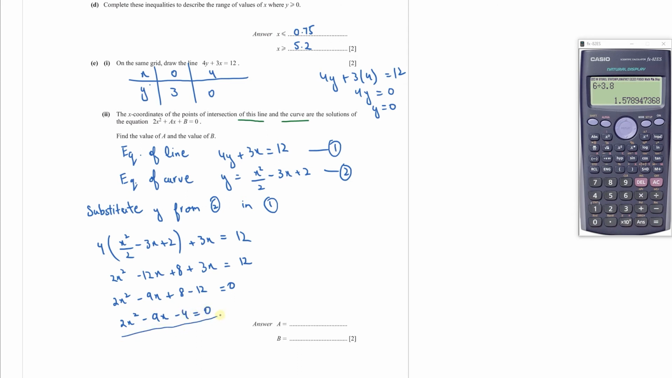Now you can compare this equation with this equation here. So you have 2x squared, a times x. What is the coefficient of x? You have minus 9. So a is minus 9. And then the value without any x variable is b. And here you have minus 4. So your value of b is minus 4.